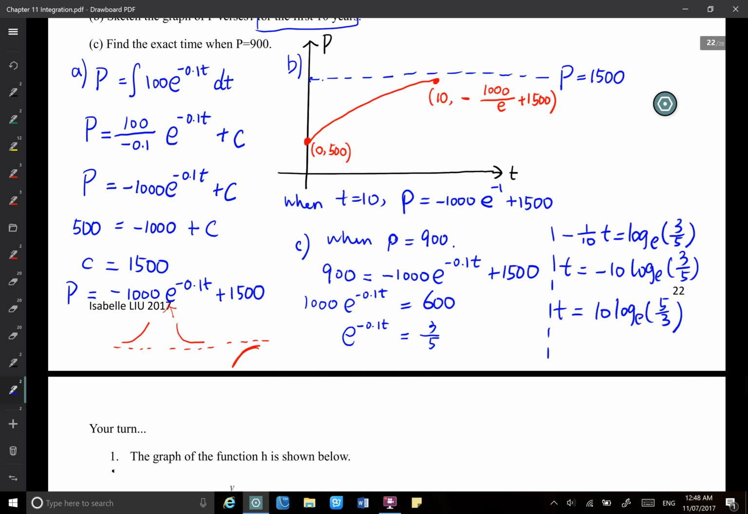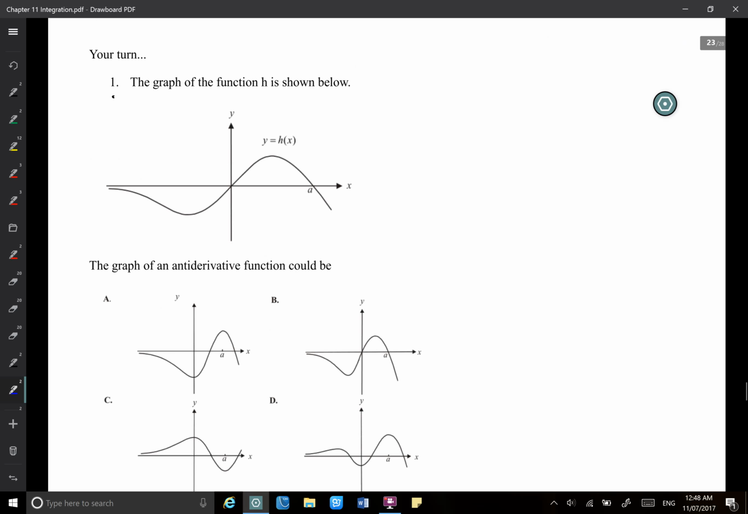That's this question here. And have a look at the next one. Next one is really important. It's more like a VCA type question. So for this graph, the graph of the function h is shown below. And I want to find the original graph. This is a derivative function. I want to find the antiderivative graph. So I need to use the table.